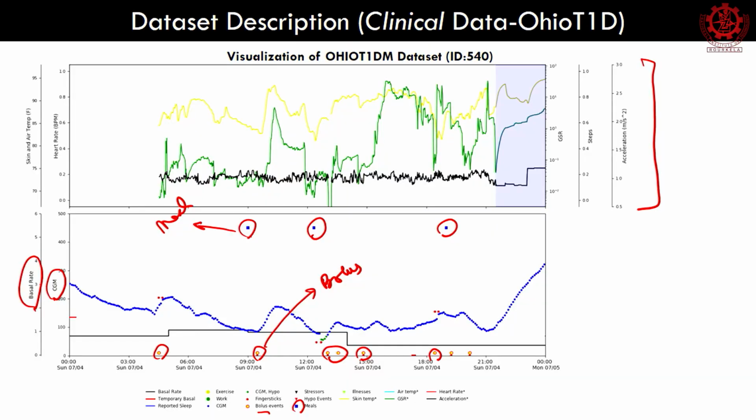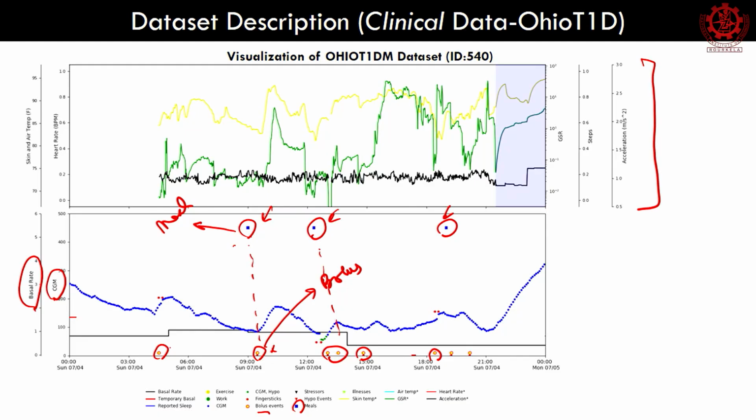Within 1 day, you can see here, the person is taking 3 meals. These are the meal events, 1, 2, and 3, and then they are taking insulin. What is interesting here is that the insulin and meal are actually close to each other, right? Whenever a person is taking a meal, the person is also taking insulin.